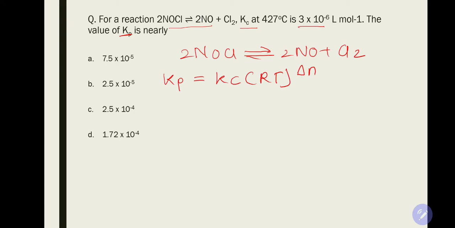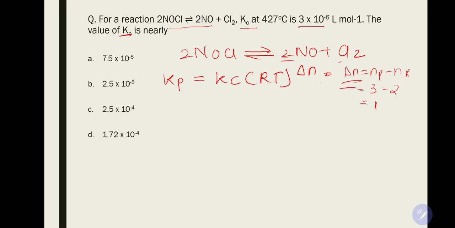Now how to find the value of delta n? You know the number of moles of product, that is 2 plus 1. Let us find delta n. Delta n is equal to np minus nr. That is 2 plus 1, which is 3, minus 2, so it will be 1. So delta n is 1.